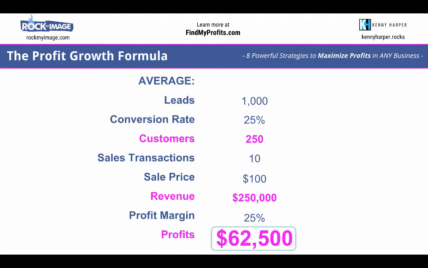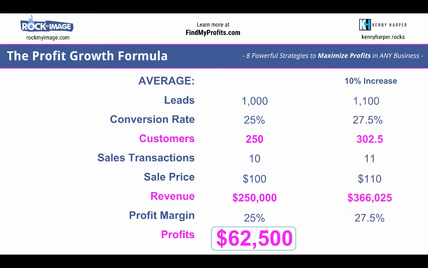Now, a lot of people think that if they really want to double their profits, they've got to double their business. That's working harder, not smarter, and I suggest we work smarter, not harder. Watch what happens when we start putting focus and attention on improving these key performance indicators. Even just by a 10% increase, watch what happens.